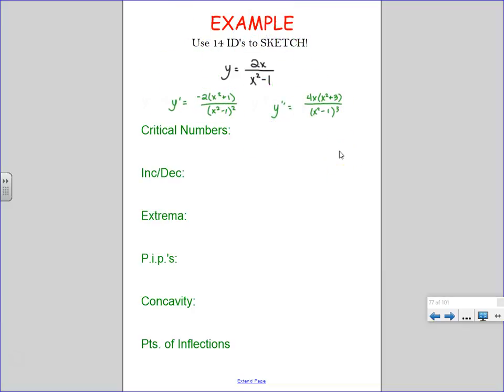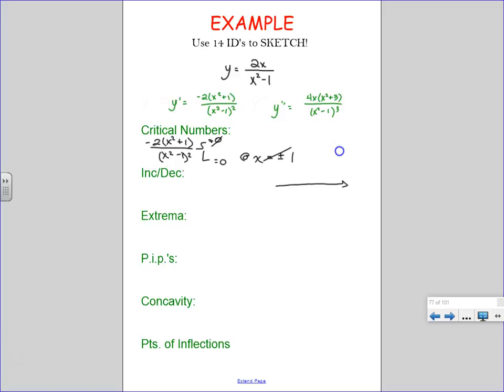All right, kiddos, critical numbers. What are we going to do? Good. Set the derivative equal to 0. So y prime is negative 2 times x squared plus 1, all over x squared minus 1 squared. Top equal to 0, bottom equal to 0. The top can't be 0; it's going to be imaginary. So just the bottom equal to 0? But don't we already know those numbers? Aren't they vertical asymptotes? All right, fine.